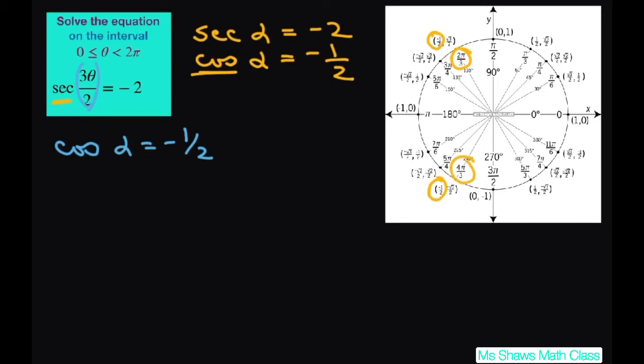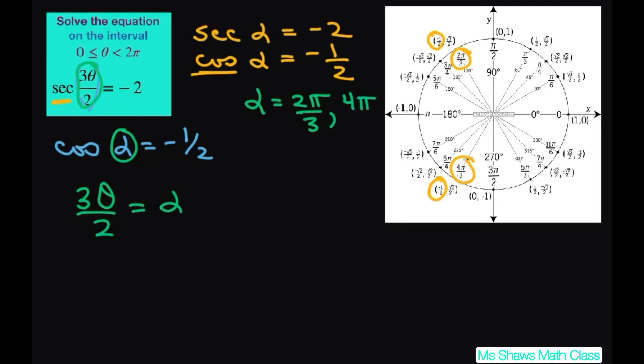So what we want is this angle that I called alpha. So 3 theta divided by 2, we want it to equal alpha. And our alphas were 2 pi divided by 3 or 4 pi divided by 3. So instead of alpha now, I'm going to substitute and write this as 2 pi divided by 3 plus 2k pi. We want to get all the solutions from 0 to 2 pi.